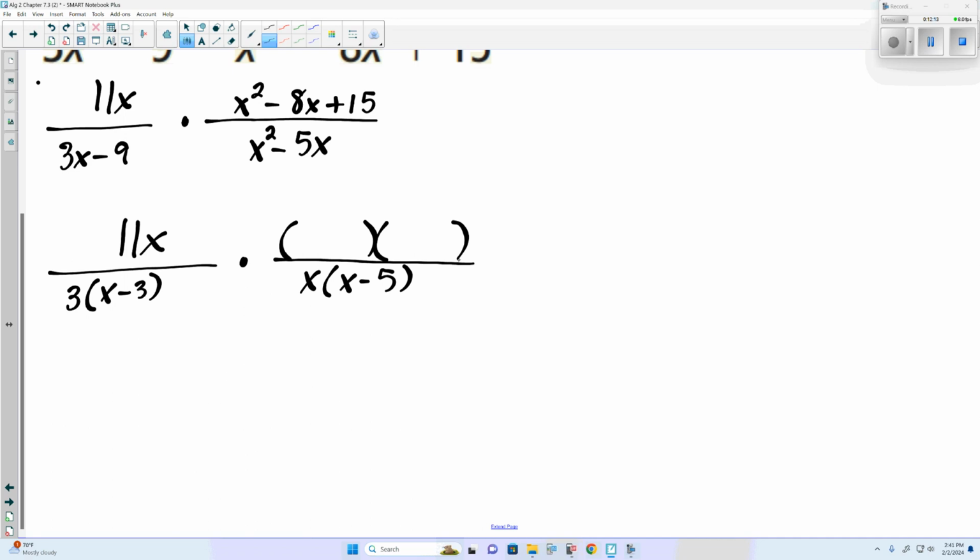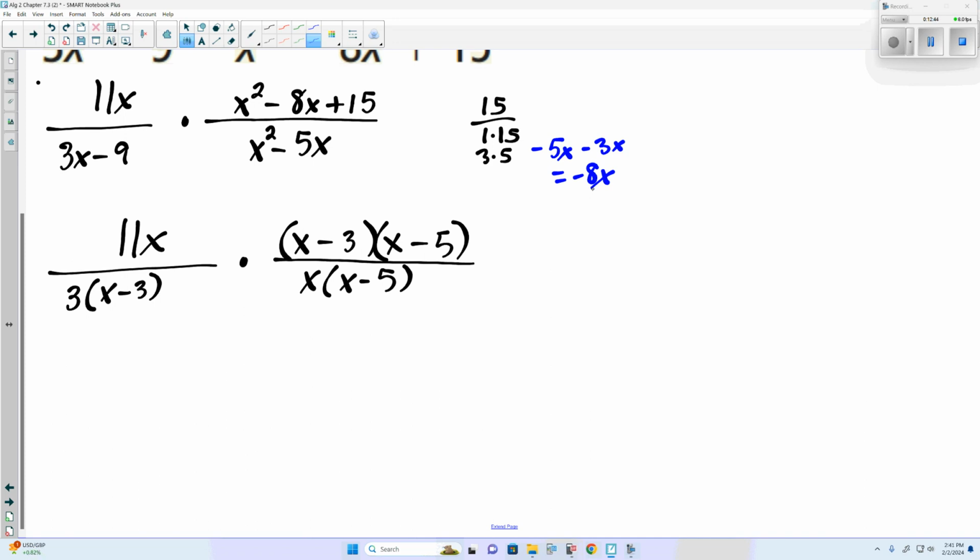Third term, our 15 is positive, so signs are the same and match the sign of the middle term. That's helpful. Factors of x squared are x and x. Factors of 15, 3 and 5. And we can pick 3 and 5. Now we can check it just to make sure we do get negative 8x. X times negative 5 is negative 5x. Negative 3 times x is negative 3x, giving us, lo and behold, negative 8x.